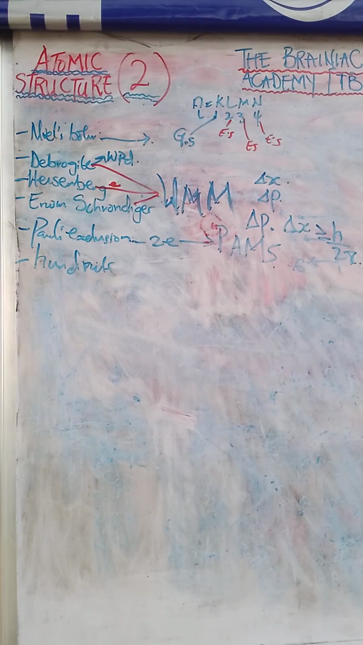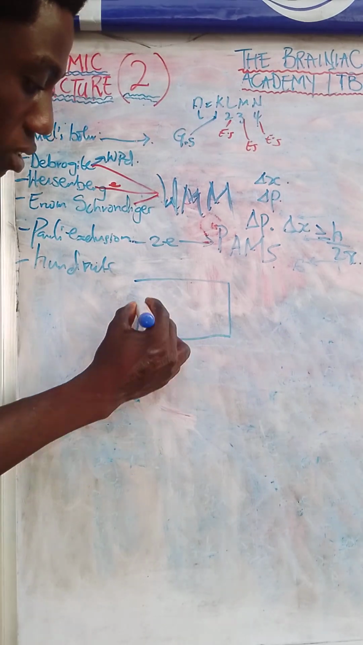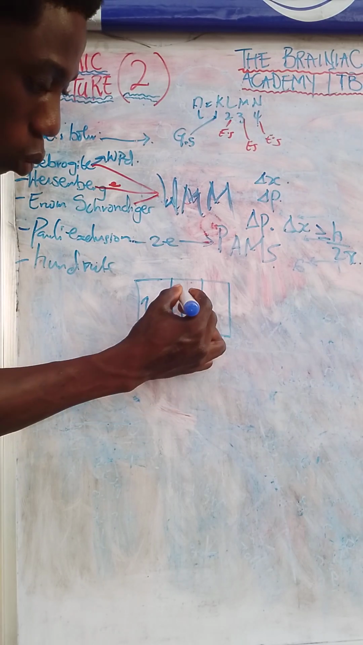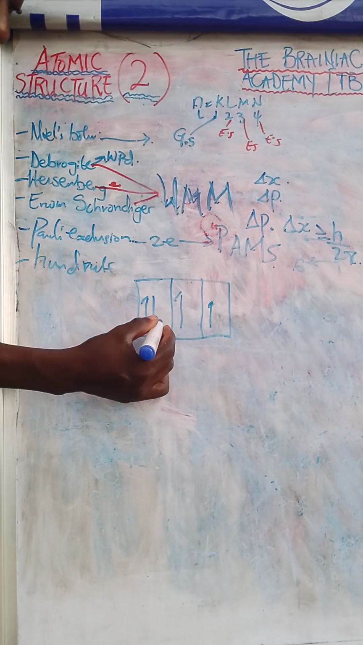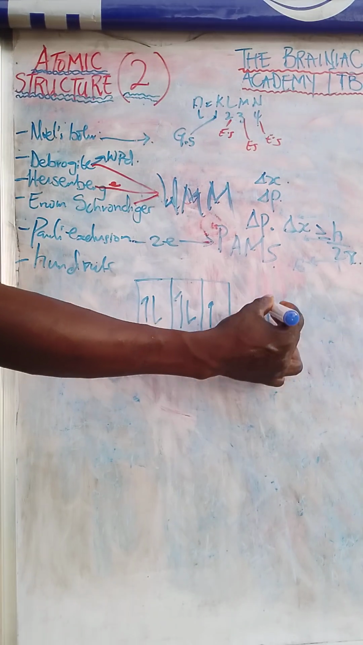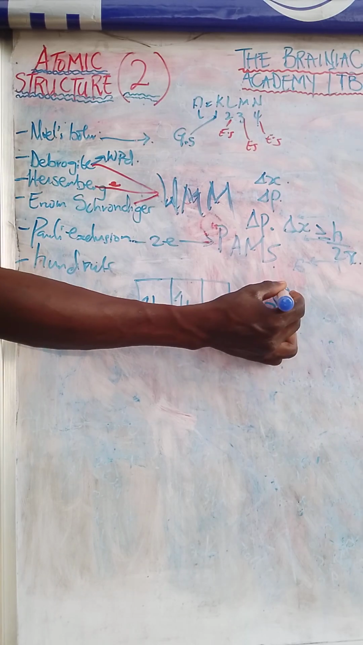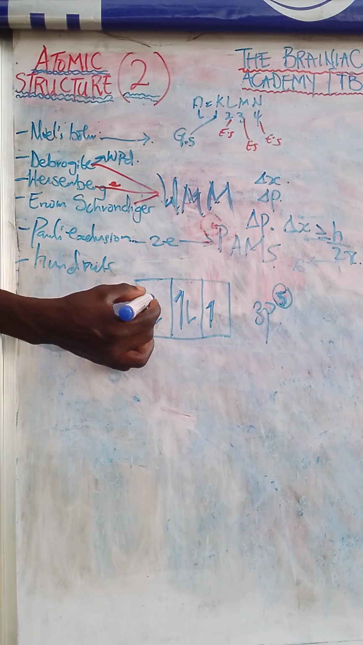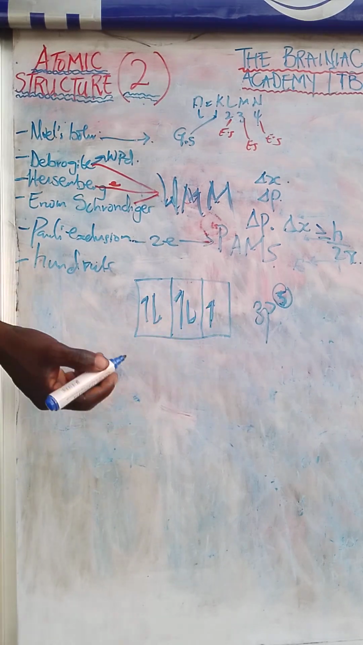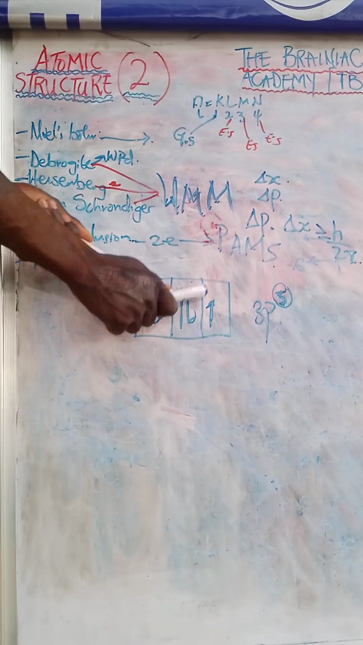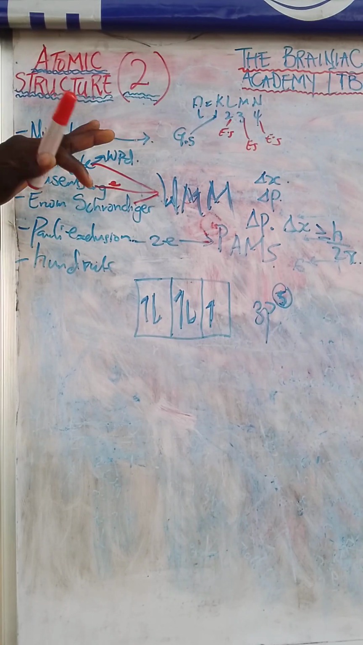And then Hund said electrons must occupy each orbital singly first before pairing takes place. That means I must first occupy singly, 1, 1, 1, before I come back and pair. Maybe when you're writing 3p5, 5 electrons here, you have to occupy singly first, that's 1 2 3, then 4 5. That means this one will not have anything. So electrons must occupy each orbital singly first before pairing takes place. That's what Hund said. So let's come to an end of this video.